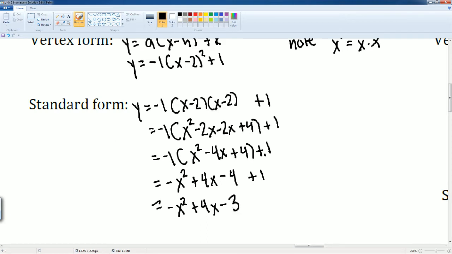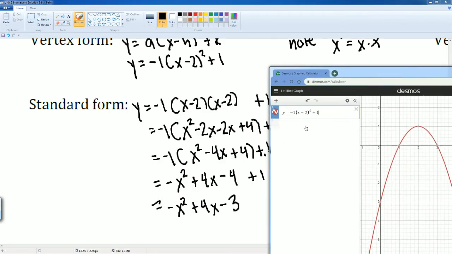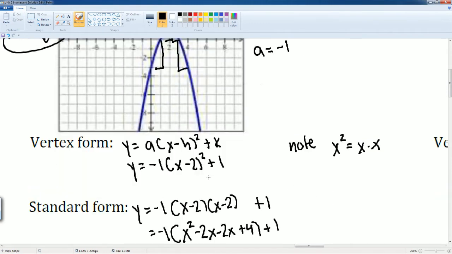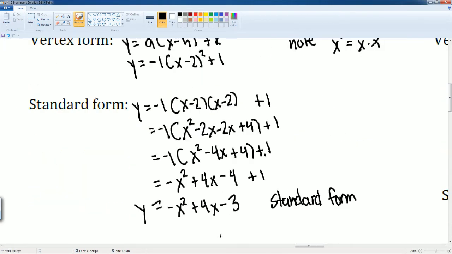We can always graph it to double check. So here's our original. I'm going to turn that off and graph this here: y equals negative x squared plus 4x minus 3. Are these the same? Yep, they're the same. So we did it correctly. Okay, this is now in standard form. Great job. This is in vertex form, and this is now in standard form.